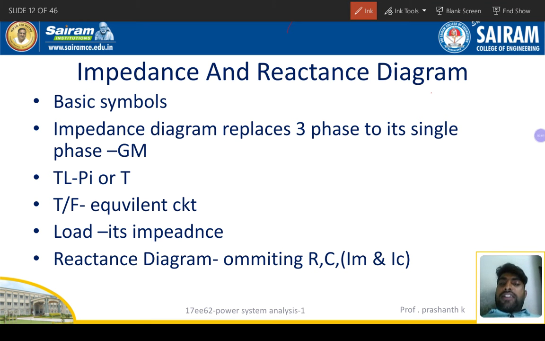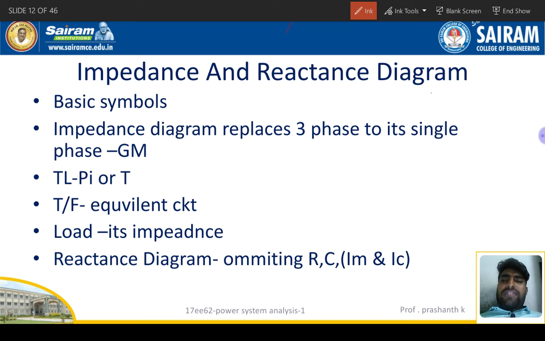Let us discuss Module 1, representation of power system components. In that we have impedance and reactance diagrams. Whatever the power plant single line diagrams or all the power system components, we are representing in the impedance as well as reactance diagram. See, the name itself indicates impedance will be there and reactance will be there, right?